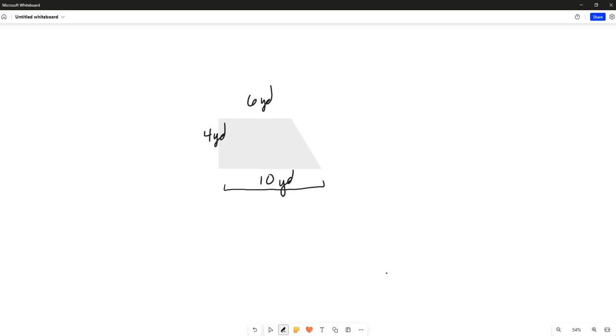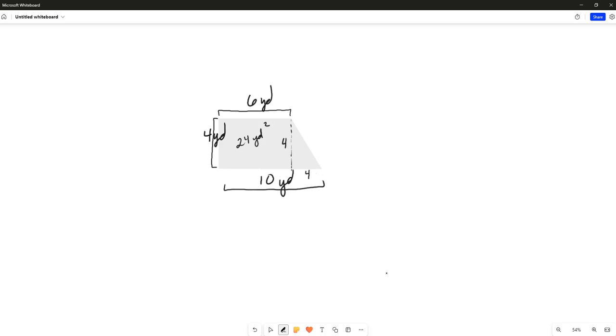So we have to cut it into 2 shapes. So we do have a triangle and we have a rectangle. All right. So our rectangle, the area is 24 yards squared. But we have to find the triangle as well. Well, the height is going to be the same as the height of this rectangle. So this is 4. And then the base is going to be the difference between this whole entire length here and this part right here. So that's going to be 4.